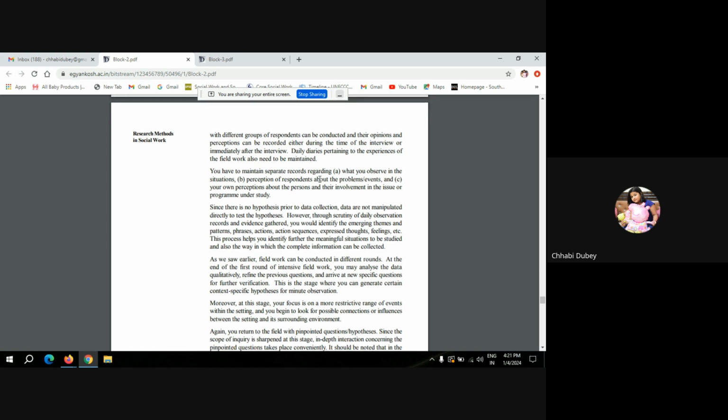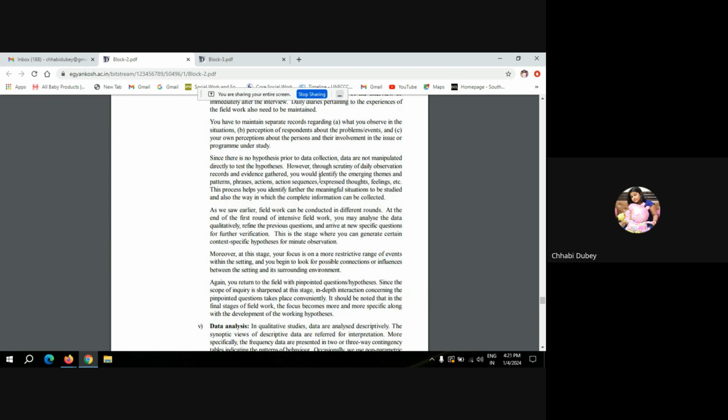And generally, we will find that the fieldwork is conducted in different rounds. At the end of the first round of intensive fieldwork, we may then analyze the qualitative data and refine the previous question. So it is again a very auto corrective process. At every stage, you can, of course, generate certain context specific hypothesis for minute observation. So once you analyze, whatever changes or refinement you want to make to the previous questions can be done, and then the process can be carried forth.